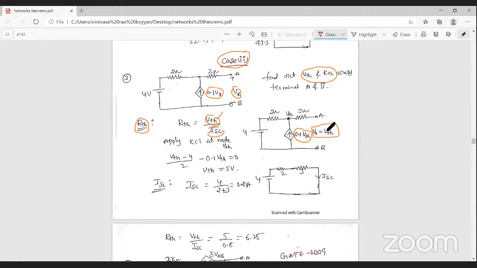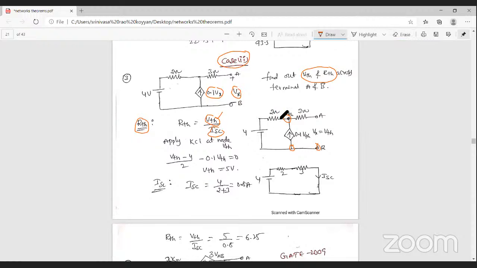First of all, we find out the Thevenin's voltage across these two terminals. Here it is open circuit, that's why there is no current passing through the 3 ohm resistance. That's why the voltage drop across this 3 ohm resistance is 0. So the voltage across these two terminals is equal to the voltage across these two terminals, because there is no voltage drop here. That's why these two are parallel, and the voltage across these two terminals is VTH. Then you can apply the KCL.